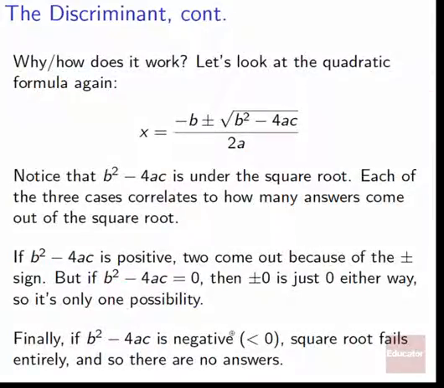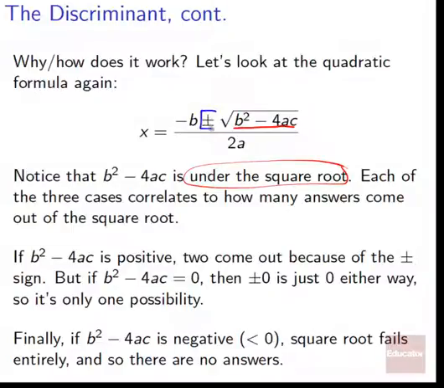Why or how does it work? What's going on here? So let's look at the quadratic formula once again. Remember, our discriminant is the b squared minus 4ac part, the part underneath the square root. So it's under the square root. Each of the 3 cases we just saw correlates to how many answers come out of the square root.